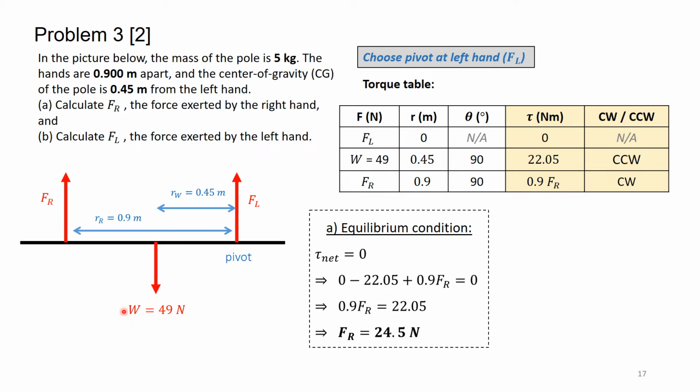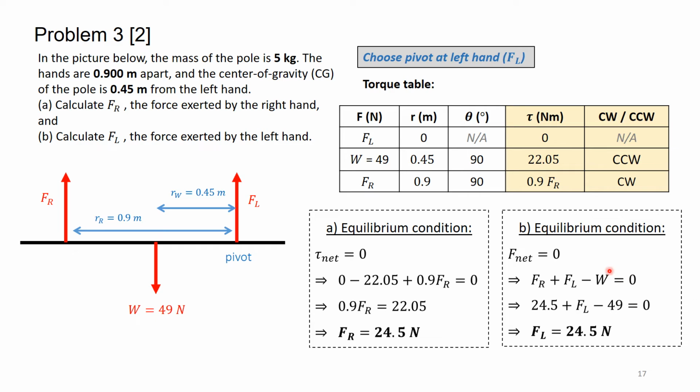So that's really half of the weight. And then part B wants us to find FL. The total downward force is 49 newtons. So the weight of 49 newtons pulls the pole downwards, and the right hand pushes it up with 24.5 newtons, so half the force. So the other force on the other hand must account for the other half of the force.